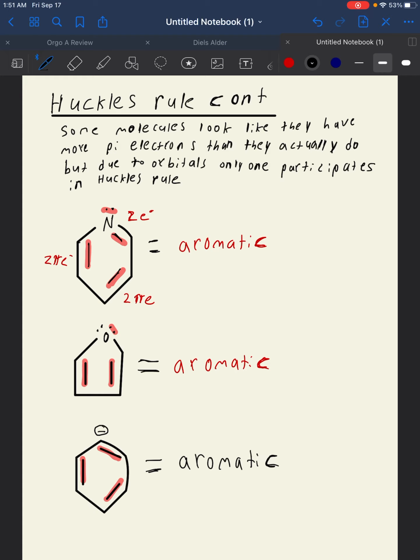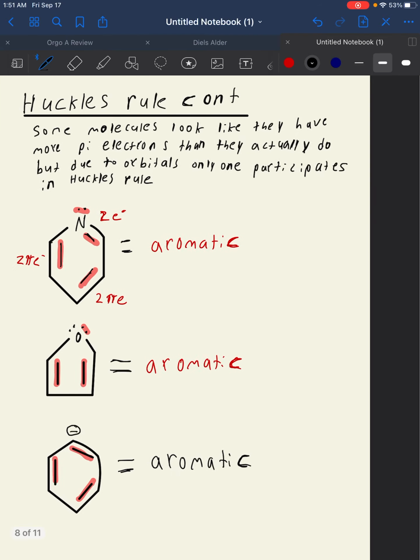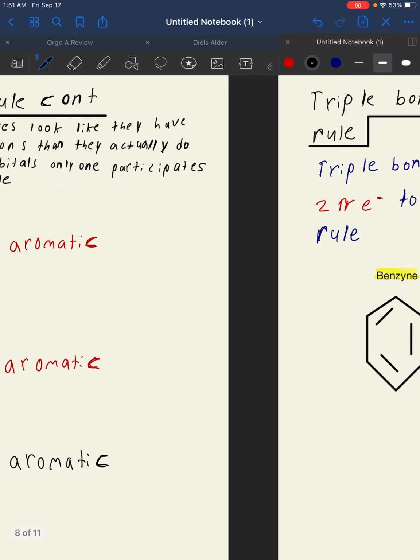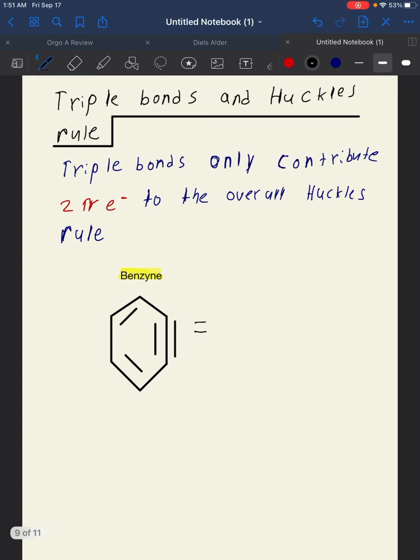And we're going to do some examples at the end, and we'll go even more in depth, and I'll throw everything at you at once, but I don't want to overwhelm you. It's not good just to overwhelm somebody with all these rules all at once, so we're going to go in depth with each rule. So triple bonds in Huckel's rule. Triple bonds only contribute 2 pi electrons to the overall Huckel's rule.